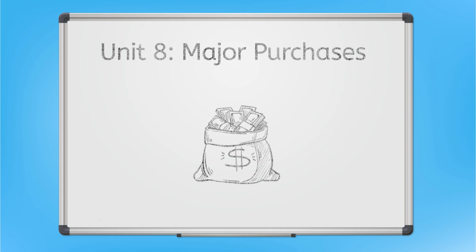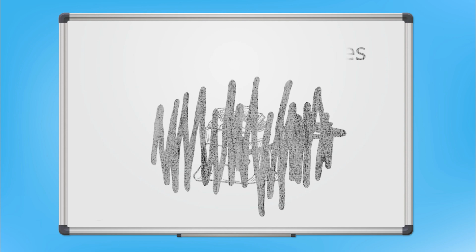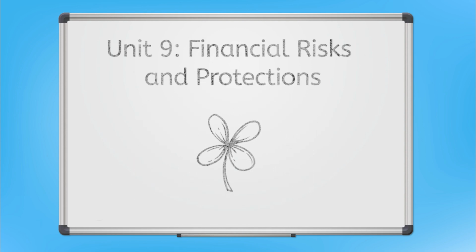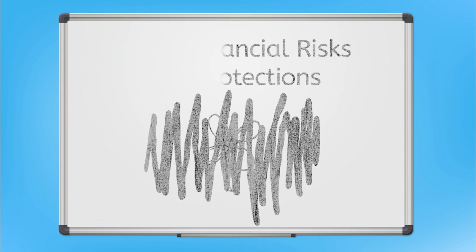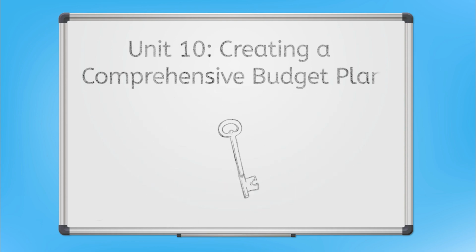With all these different financial goals and payments, it's easy to slip up or be taken advantage of by bad people. So we'll check out all of the different financial risks out there and the protections in place to keep you from going broke when you fall victim. And finally, we'll take everything you've learned and use that knowledge to create a comprehensive budget plan that'll serve you now and for the foreseeable future.